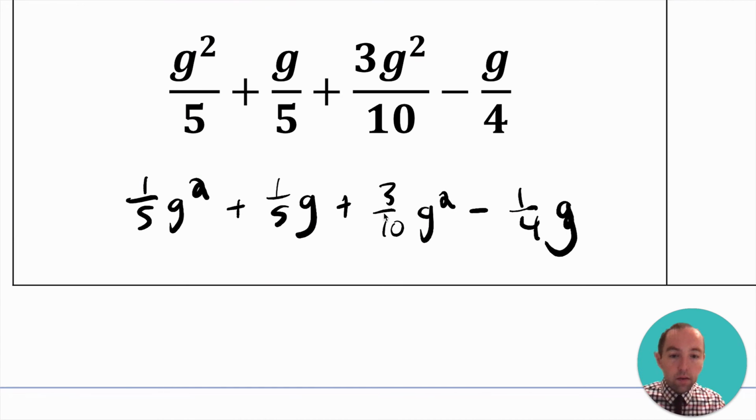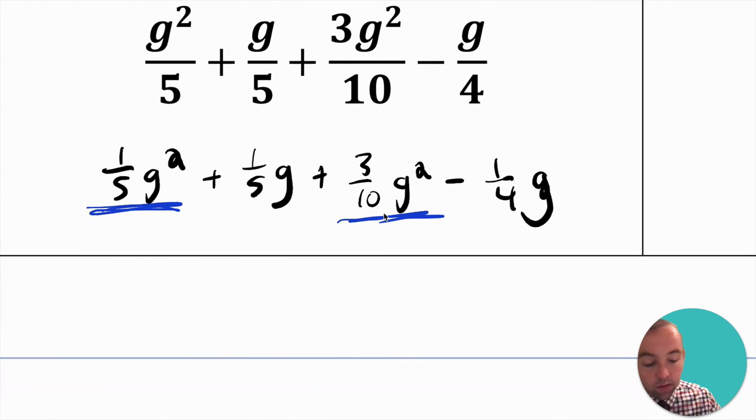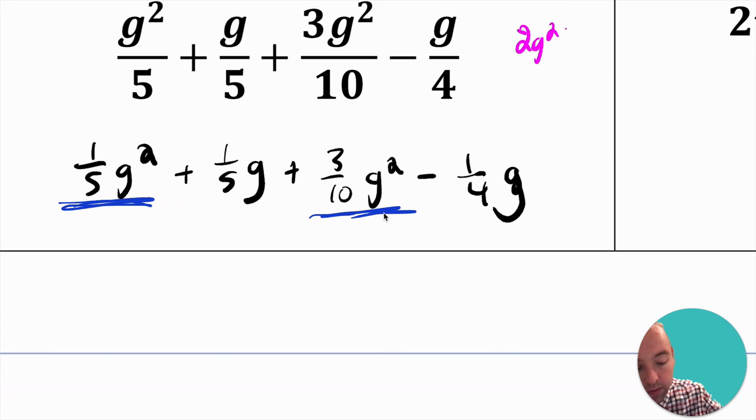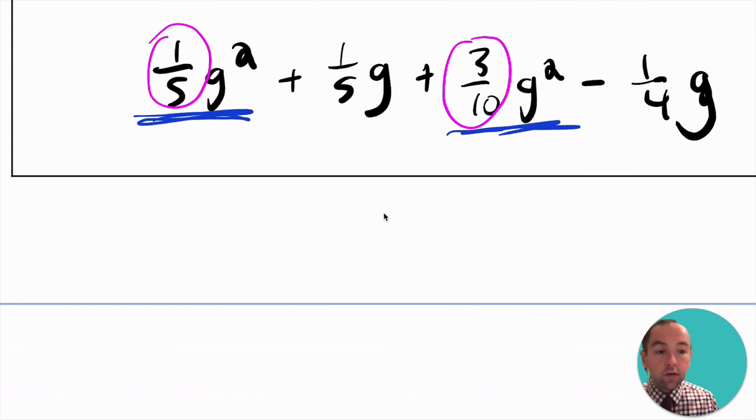So you can think of it like this. Now, because these g squareds are like terms, you're going to need to combine them together. Now, it's just that they're fractions, right? So if it was like 2g squared plus 8g squared, you know it would be 10g squared. So that just means that we need to figure out, in this case, what is 1/5 plus 3/10.